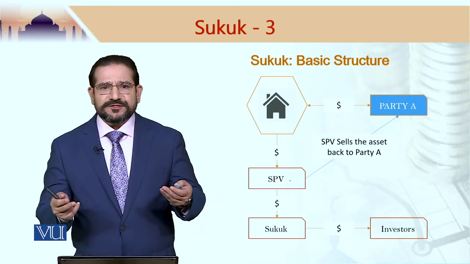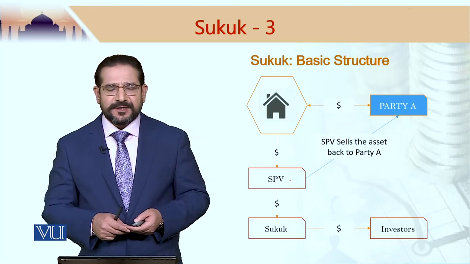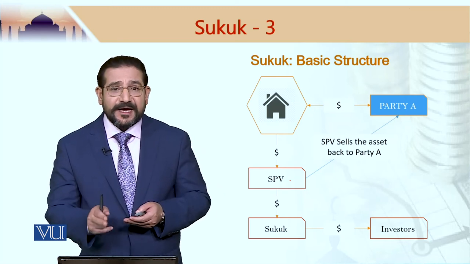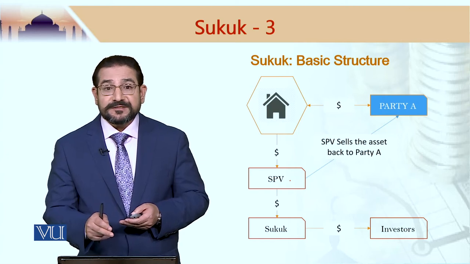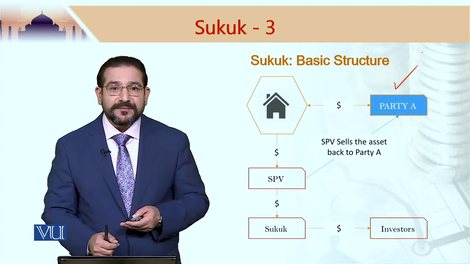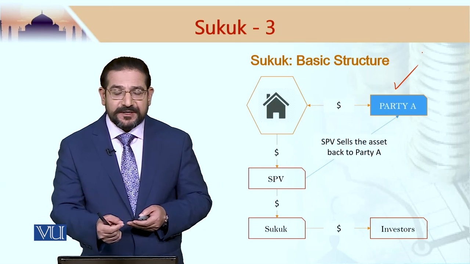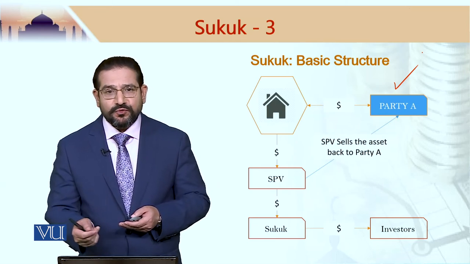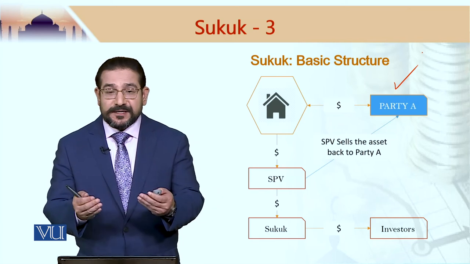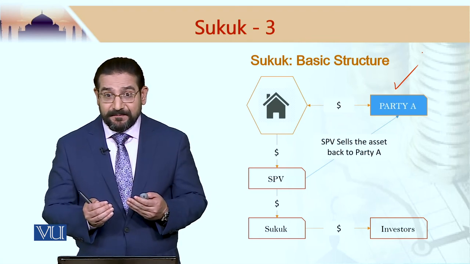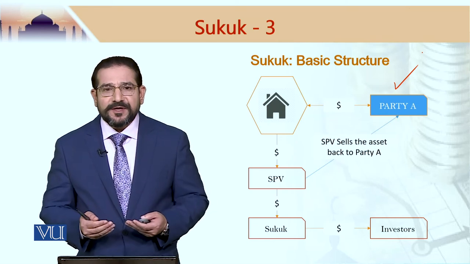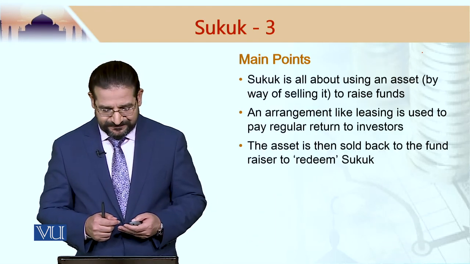At the end, if this sukuk was issued for 3 years, at the end of the 3 years period, SPV then sells the asset back to party A. Aur wo jo qeemat usko milti hai, wo qeemat wo sukuk holders ko wapas kar deti hai. Is tarah sukuk holders, they receive their capital sum back, and during the period of the sukuk, they earn returns.